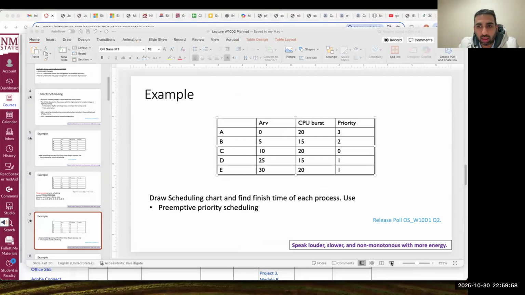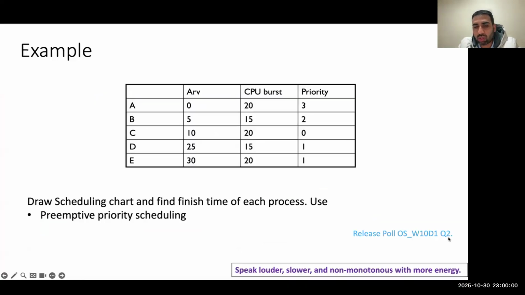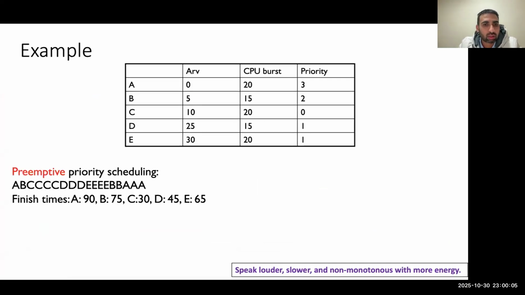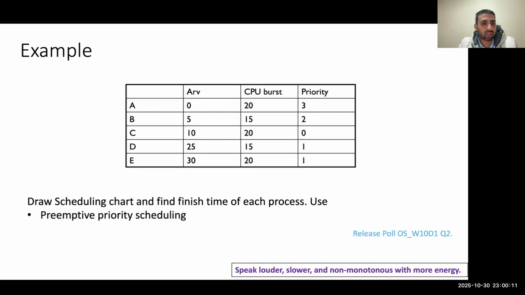So I'm skipping this poll quiz 2 because I did it on the OneNote, right? I modified it because here it wanted us to do the preemptive one, but I did the non-preemptive one because I did the preemptive one already. The important thing is that you know the difference between preemptive and non-preemptive, right? We had two examples: the first using preemptive priority scheduling and the second using non-preemptive priority scheduling.